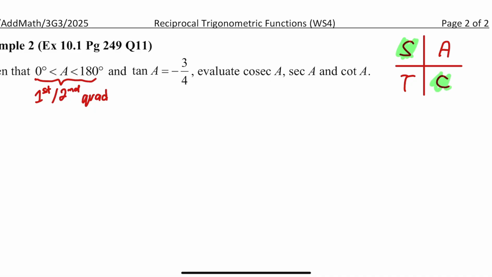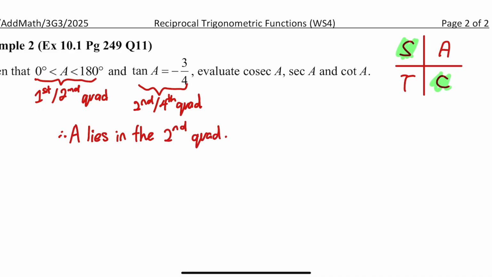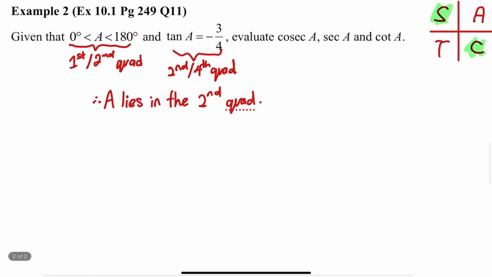So therefore, let me write it over here. A lies in the second or fourth quadrant. So therefore, this means that A must lie in the second quadrant. Okay, so now we can draw out the diagram, based on this second quadrant.